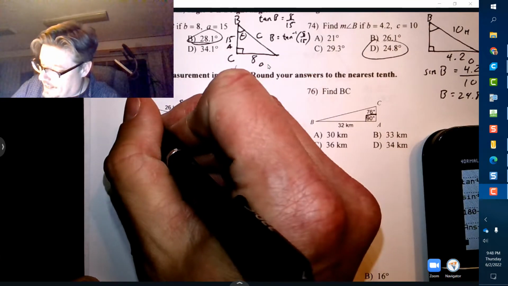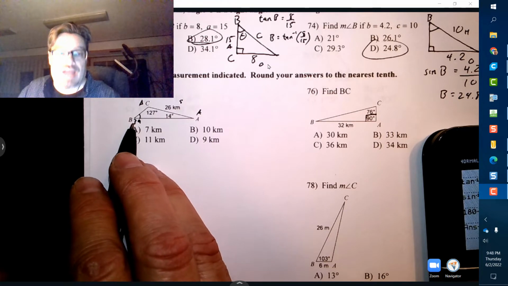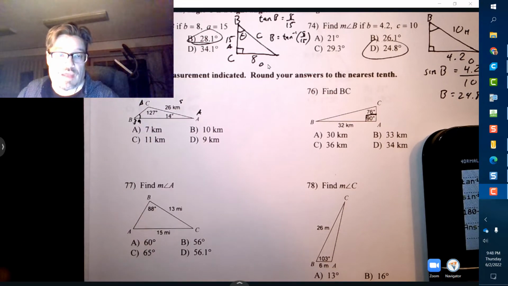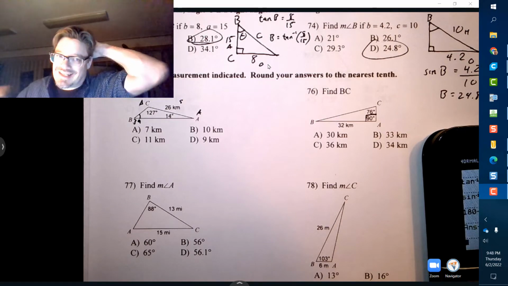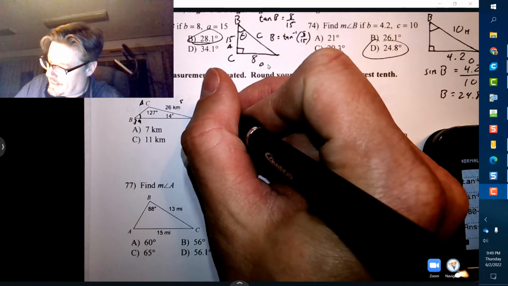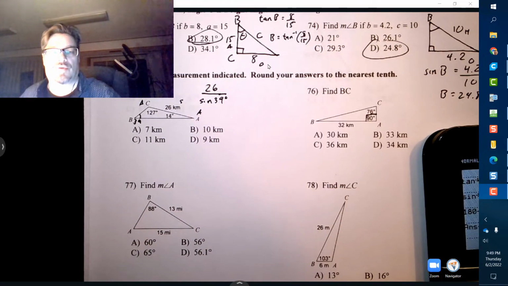So this is 39, and that's actually important because now I've got the sine of B over 26. Or maybe I should say 26 over the sine of 39. All right, I need that because I have to have a complete ratio in order for me to use the law of sines.